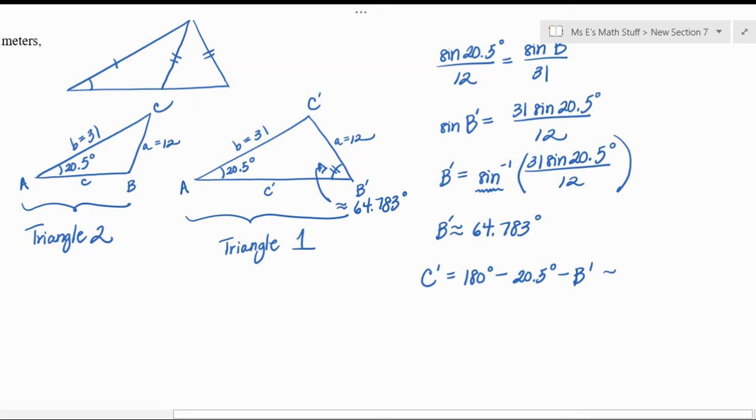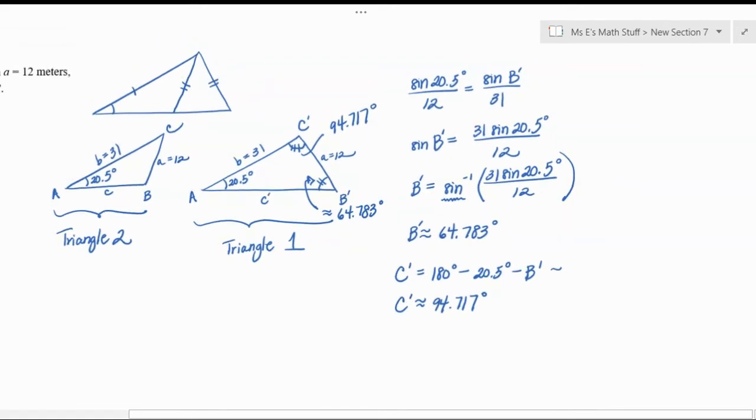$94. Actually, I'll write it down here. 0.717 degrees. There we go. So up here. All right, so now we have angle C, and if we have angle C, we can solve for side length C, C prime, I should say.